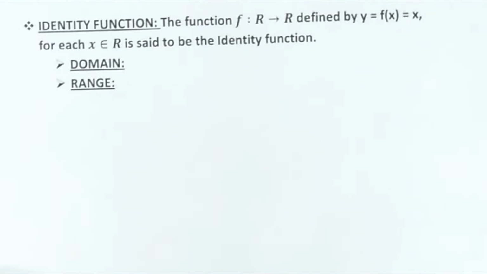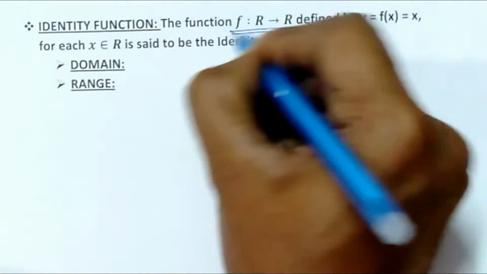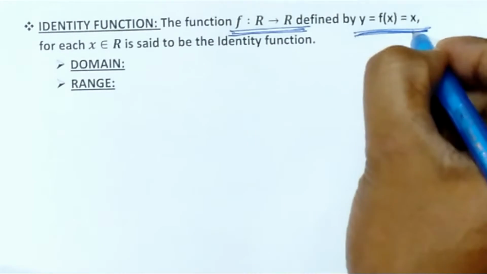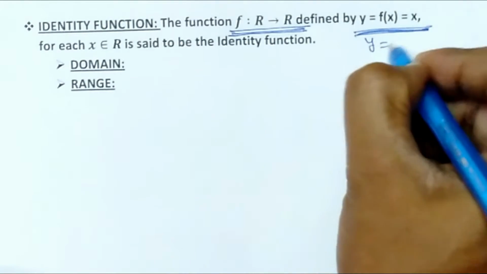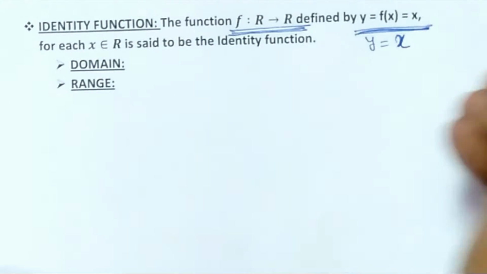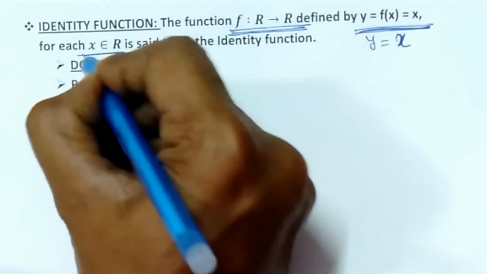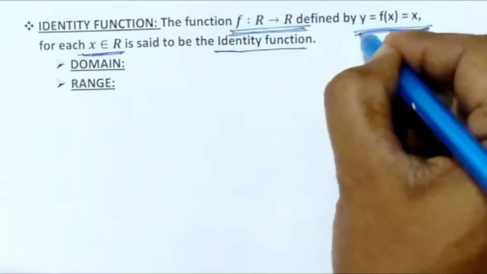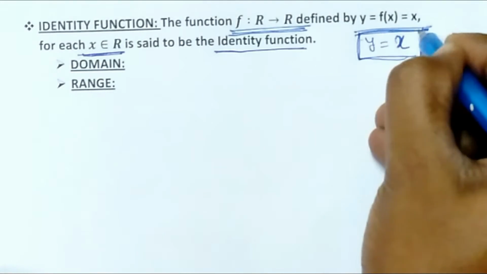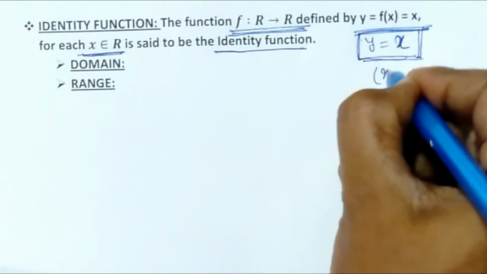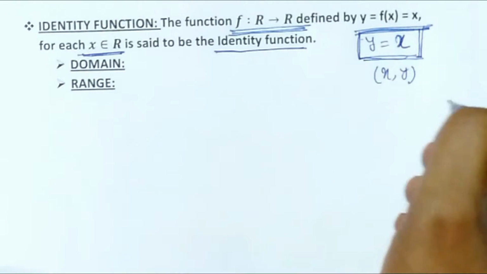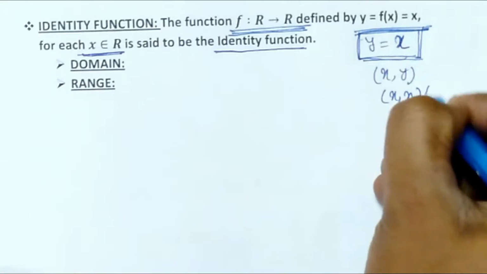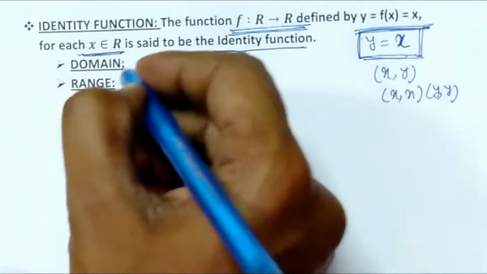Next, identity function. The function f maps R to R defined by y equals f of x equals x, that is y equals x, simply y equals x for each x belongs to R, is said to be the identity function. That is, here the values of the x coordinate and the y coordinate are equal. So the coordinates will be (x, x) or (y, y), right?